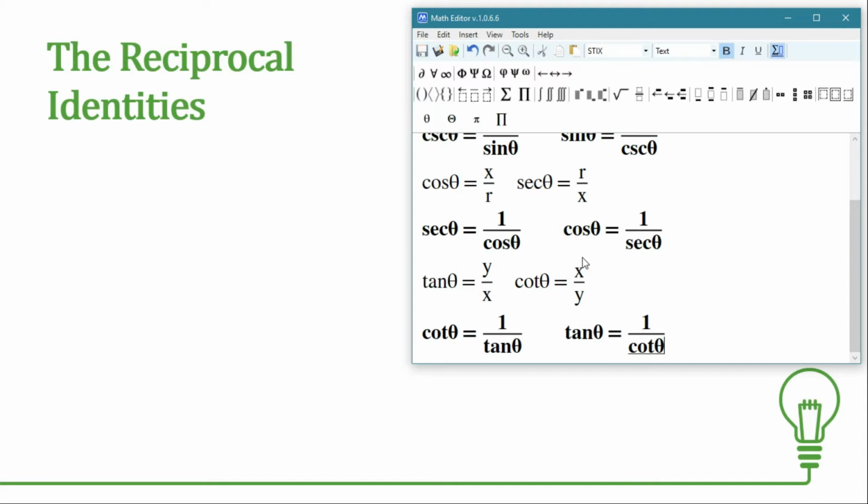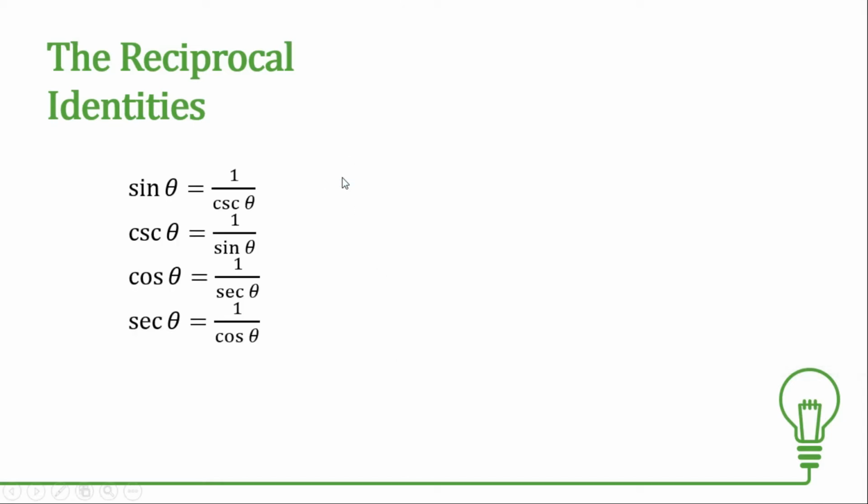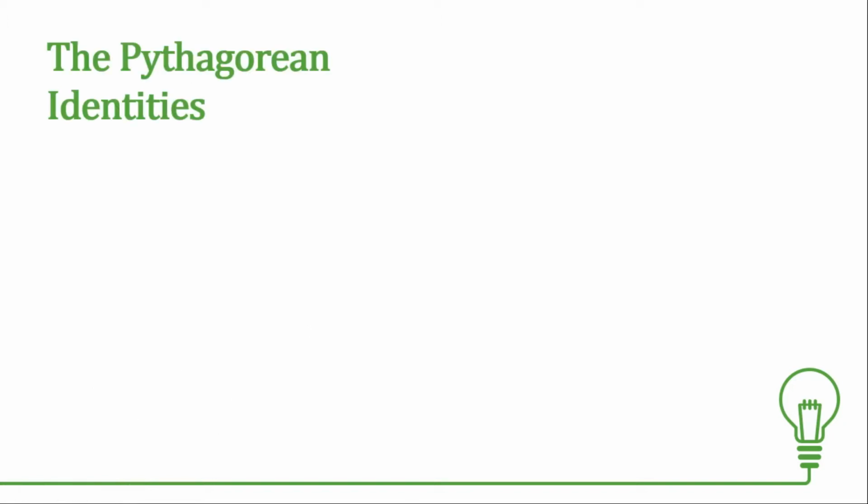Alright? So, this talks about the reciprocal identities. These are the identities that we have derived, so please do remember this. Next is what we call the Pythagorean identities.